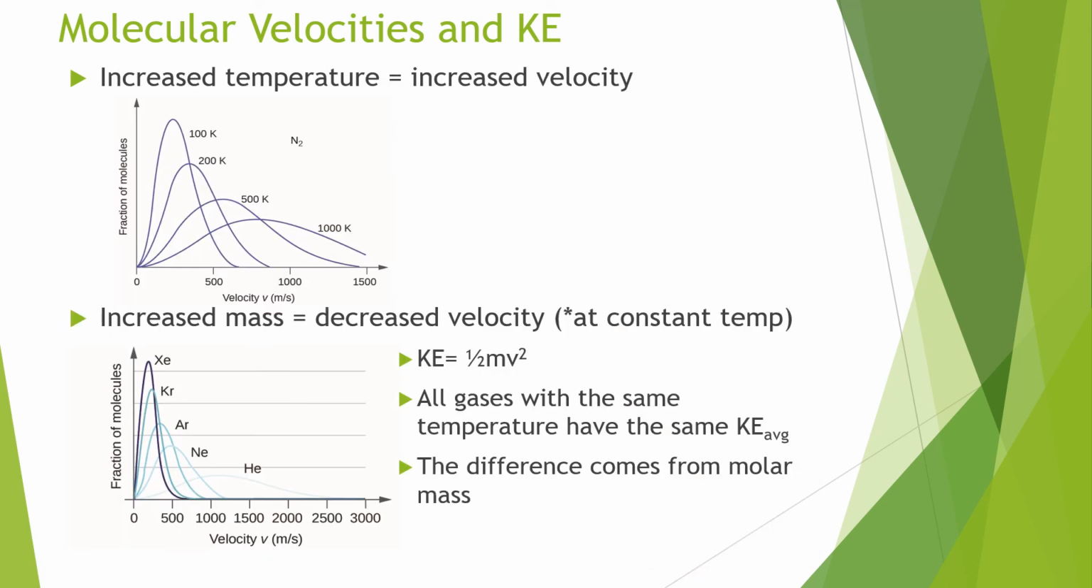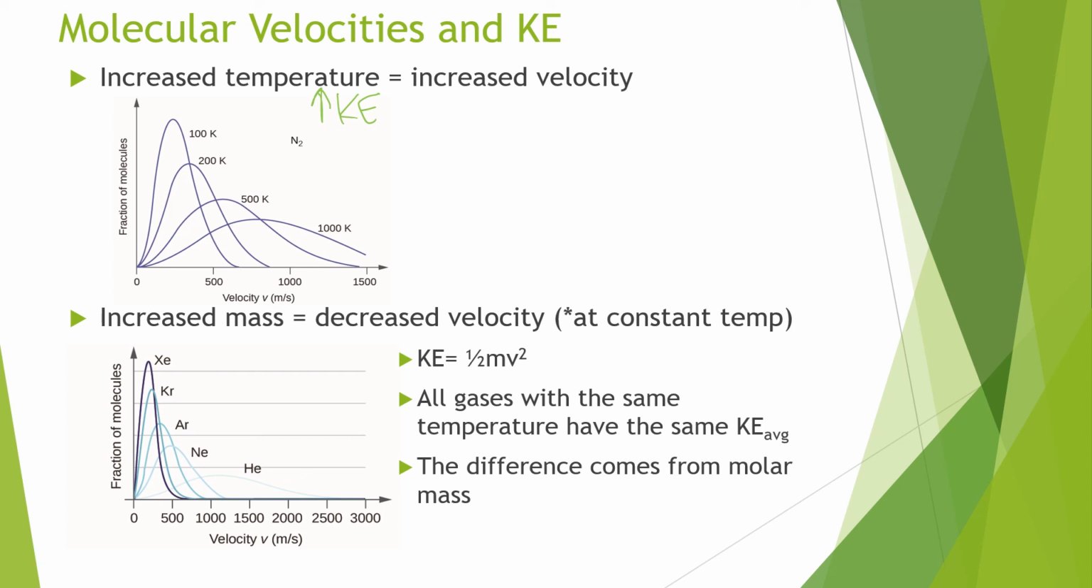That first graph was showing how when we increase temperature, we increase velocity. And the reason that happens is because we are increasing the kinetic energy that these particles have. So if they have more energy, they can travel faster.